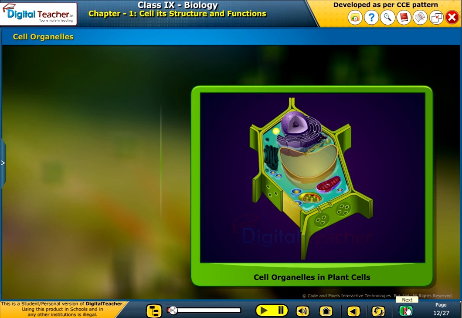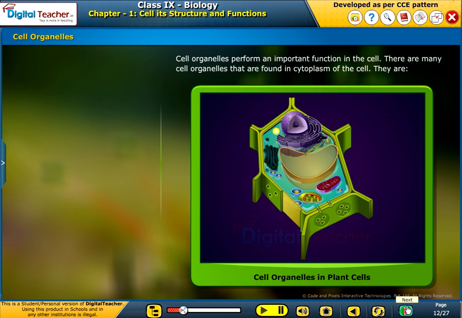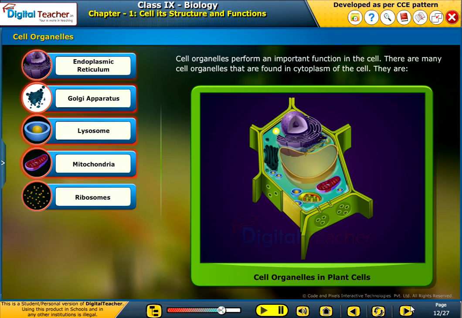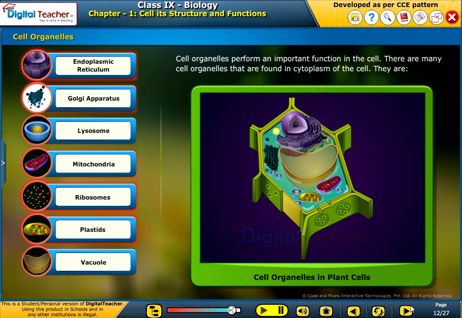Now, let us learn about the important cell organelles in a plant cell. Cell organelles perform an important function in the cell. There are many cell organelles that are found in the cytoplasm of the cell. They are endoplasmic reticulum, Golgi apparatus, lysosome, mitochondria, ribosomes, plastids, vacuole. Click each tab to know more.